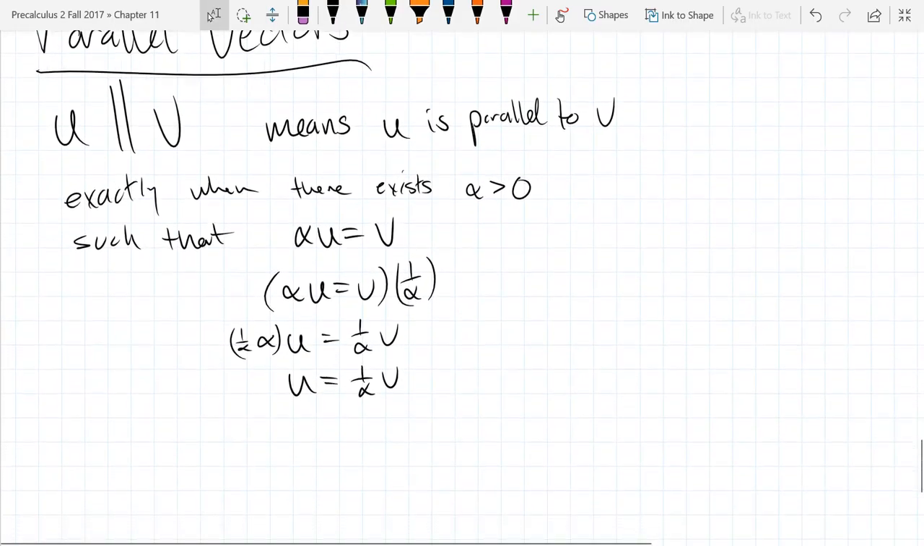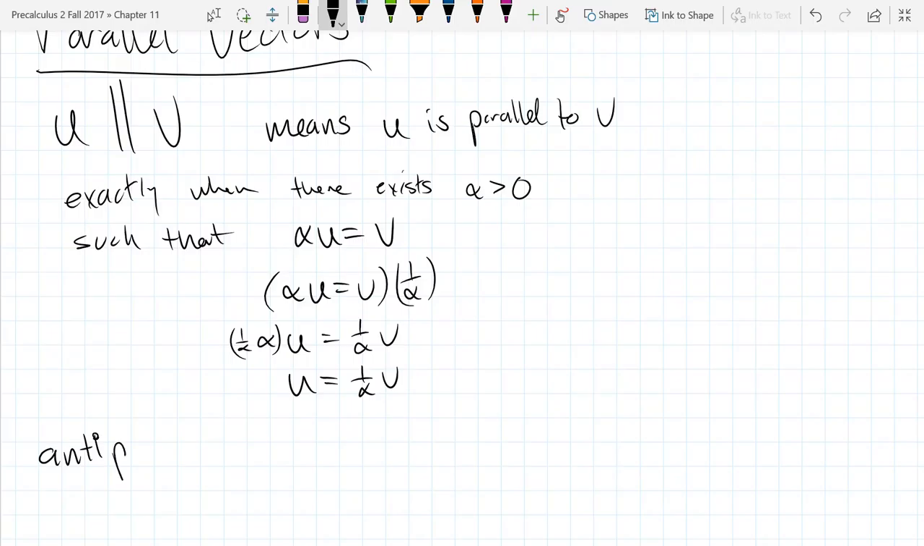So that's parallel. Anti-parallel. I don't know a symbol for it. You want to be careful because this symbol right here means not parallel, which does not mean the opposite of parallel. It means two vectors are not parallel. Those would be two not parallel vectors. That's different than being anti-parallel. Anti-parallel is very specific.